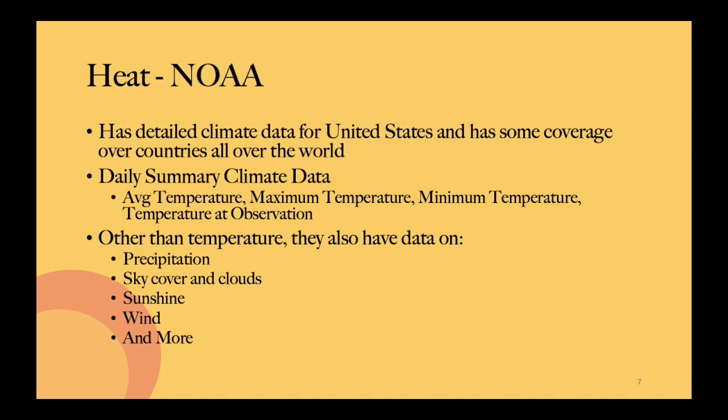So if you're not looking for temperature and you want other information, in daily summary climate data, they also have precipitation, sunshine, wind, sky cover, and other measures like that. So if you're looking for climate data, NOAA can be a good place to go. The only warning that I have is that the NOAA data is quite spotty.